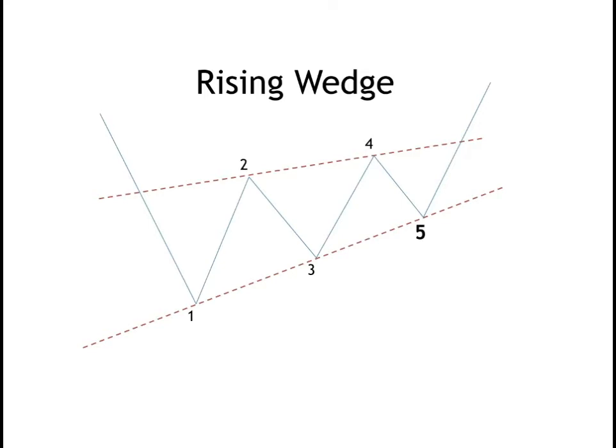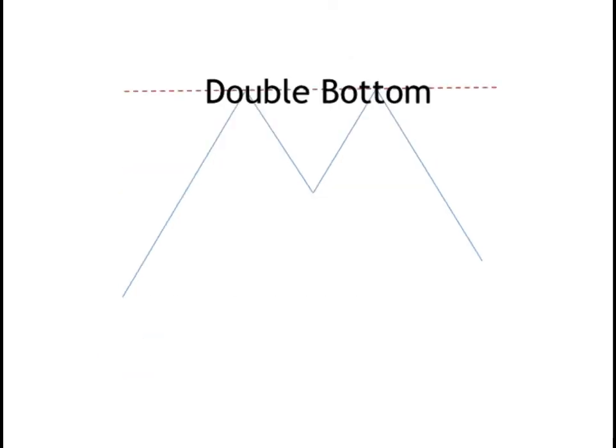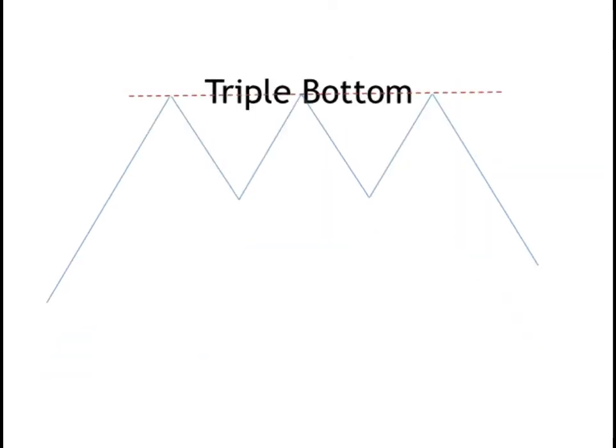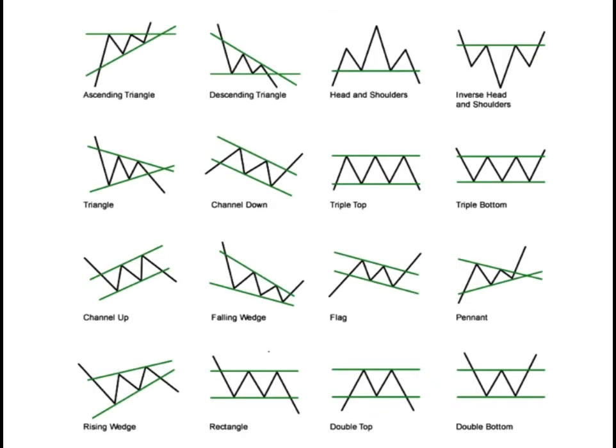This means that the pattern breakout is in the opposite direction to the initial trend. This class of pattern is called a reversal pattern. Other examples of reversal patterns are the head and shoulders, double tops and bottoms, or triple tops and bottoms. Continuation patterns are ones that have their breakout in the same direction as the initial trend, like the channels and triangles we've seen previously. Altogether, Autochartist identifies the 16 most widely used pattern types.